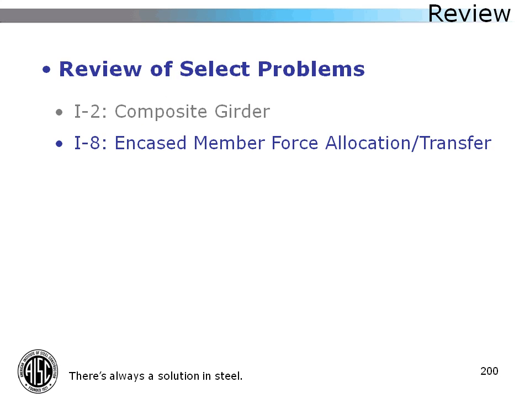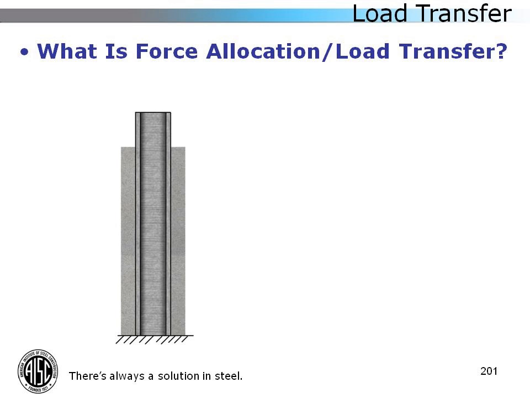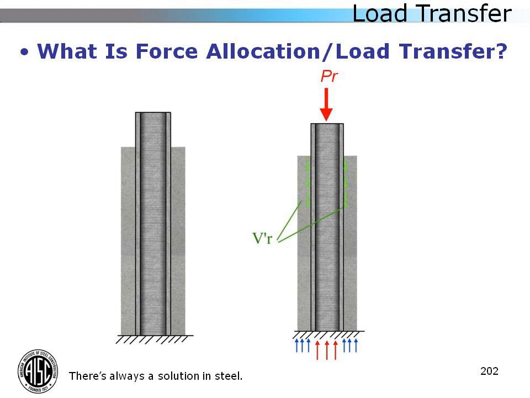Okay, so that takes us through I2. And we've got just a few minutes left to get through section or problem I8 on encased member force allocation and load transfer. For those of you who don't remember, an hour ago, force allocation and load transfer: you have a column, you apply some force to it, that force has to get transferred out to the concrete or vice versa in order to use the section as composite.